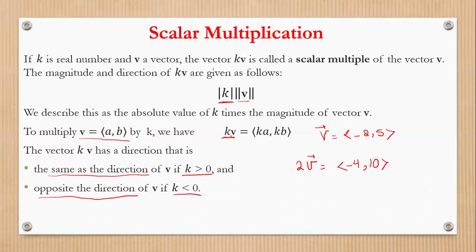If you are multiplying the components, you just multiply by the exact k, no matter if it's positive or negative. But if you want to find the magnitude, you need to take the absolute value of that number multiplied by the magnitude.